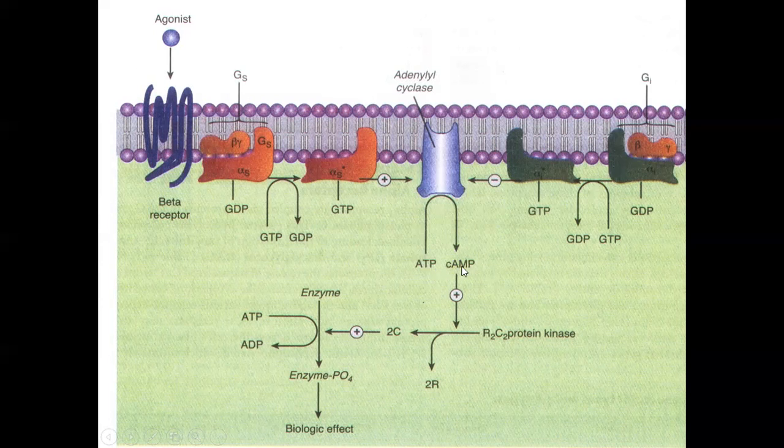Now, if cyclic AMP is formed, it has a positive effect on protein kinases. These are the protein kinases R2 and C2. They are further liberated and subdivided into two C forms. What they do is initiate an enzymatic reaction in which there is phosphorylation. A phosphate group is attached to the enzyme, and so a biological effect is produced. ATP is converted into ADP.